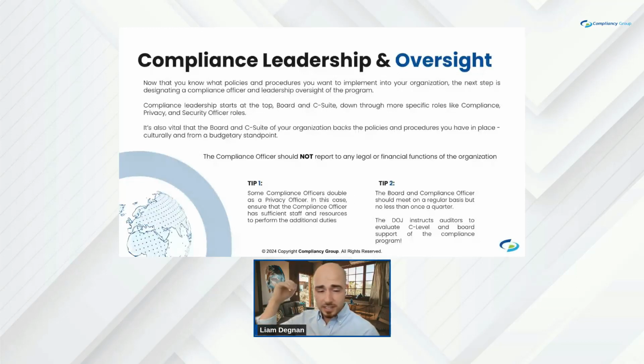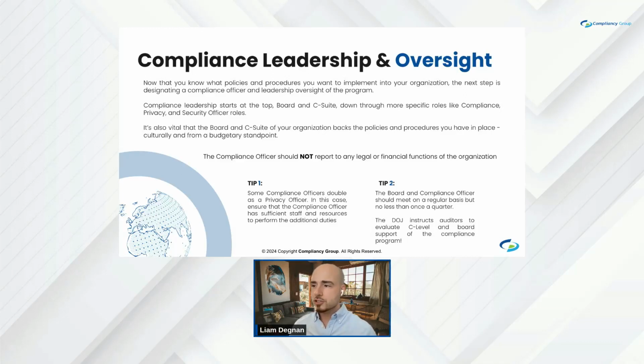And this starts at the top, right? So with the board and the C-suite, down to more specific roles like compliance, privacy, security officers, down to director and management level roles, and even your entry level employees. Okay. That infrastructure of identifying who all of this rolls up to and what compliance concerns are handled by what person should be something that is in your policies, so that employees know and understand that chain of command and who this comes from and who they're supposed to be notifying if something goes wrong.